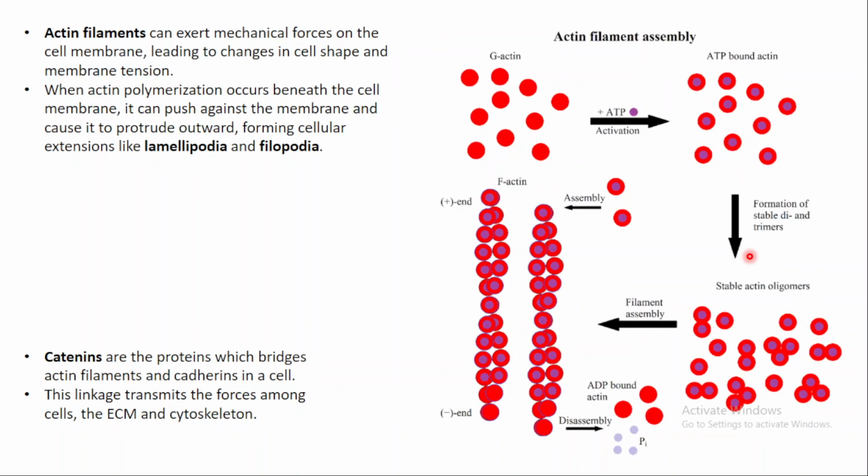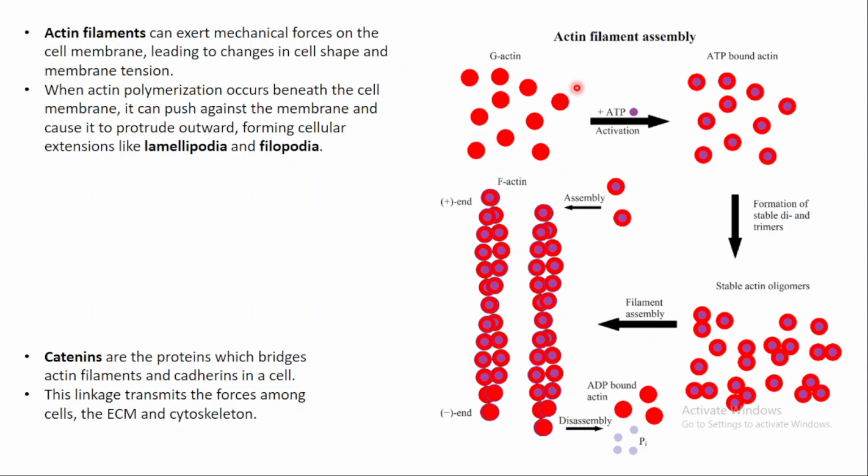Now we focus on the actin cytoskeleton and actin polymerization, and also the catenins. Actin filaments can exert mechanical forces on the cell membrane, leading to changes in cell shape and membrane tension. So how can actin actually affect the surface tension in a cell? Actin has the property to polymerize and depolymerize in a constant way. Some ends are polymerizing, some ends are depolymerizing, and this leads to growth of certain microfilaments which are made up of actins.